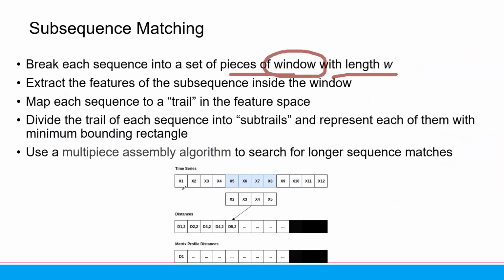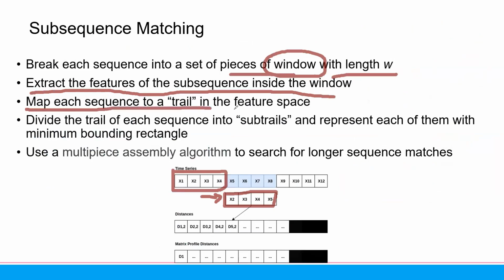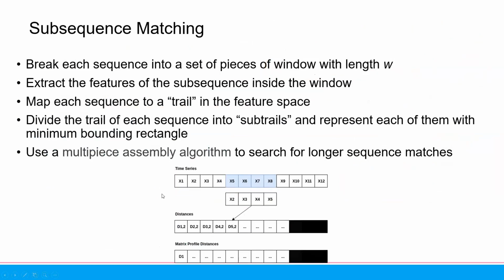Let's say I want to check every four items, so the window length will be 4. Extract the features of the subsequence inside the window. So every 4 I will check, and then map its sequence to a trail in the feature space. If it is the first map, then I will have the distance. If it is the second map, then I will have another distance. If it is the third, it will have another distance, and so on.